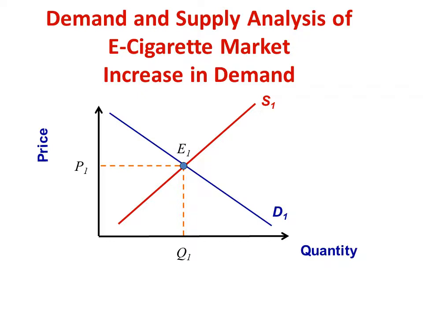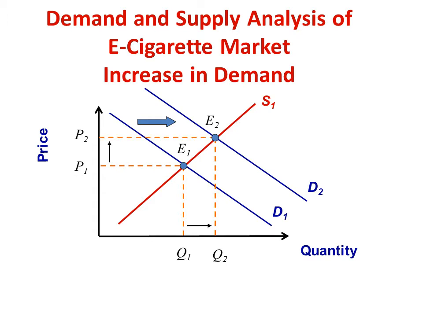Well, taste and preferences. It seems like the taste and preference for traditional tobacco cigarettes may be going the way of the dodo bird. At the same time, there's been an increase in the taste and preferences for electronic cigarettes. This increase in taste and preferences will shift the demand curve to the right. Notice D2 now on our graph. This brings us to a new equilibrium. The increase in demand caused by the increase in taste and preferences will both increase the equilibrium quantity at Q2 and the equilibrium price at P2.